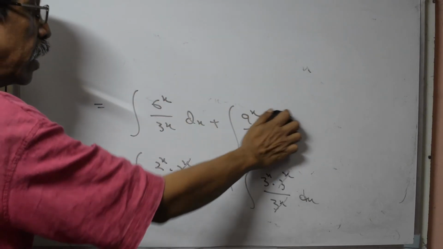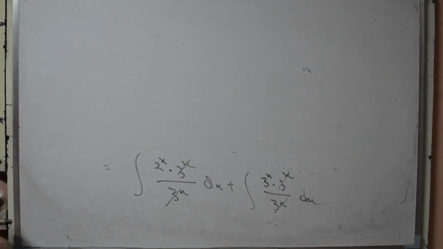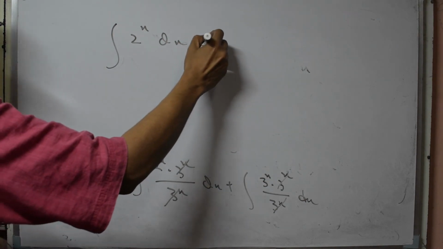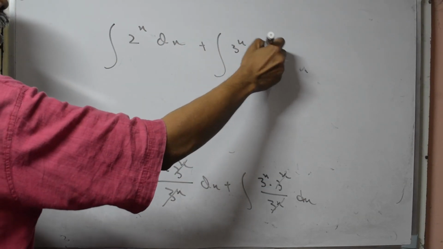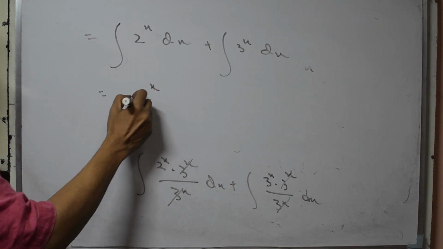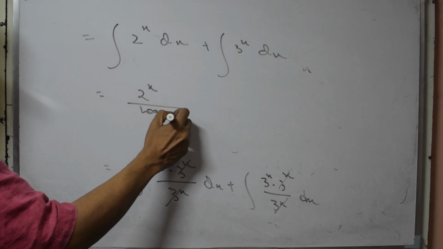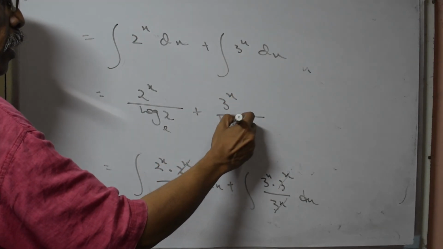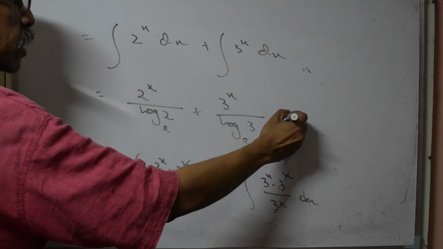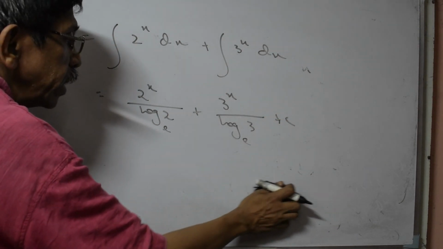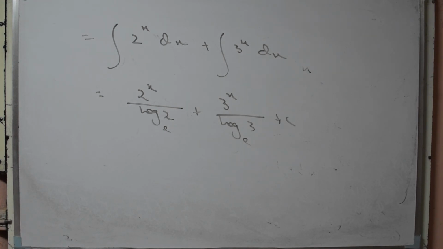Ultimately what we have now is 2 to the power x dx plus 3 to the power x dx. So we use the formula a to the power x by log a, giving 2 to the power x by log 2 plus 3 to the power x by log 3 plus c. So this is the final answer of the integration. So algebraically we integrate; we call this indefinite integration.